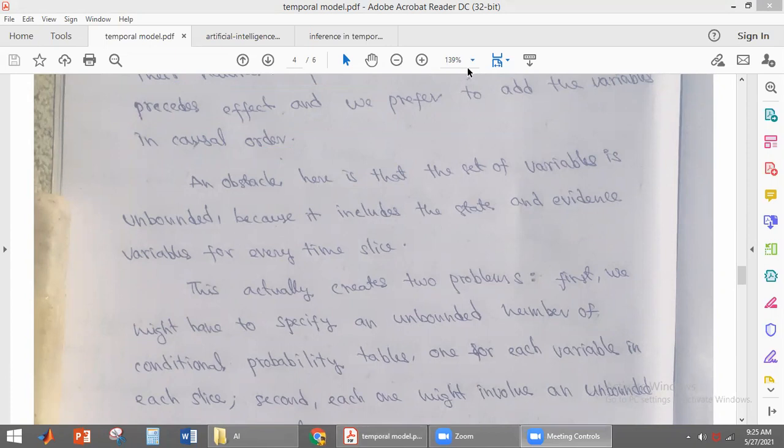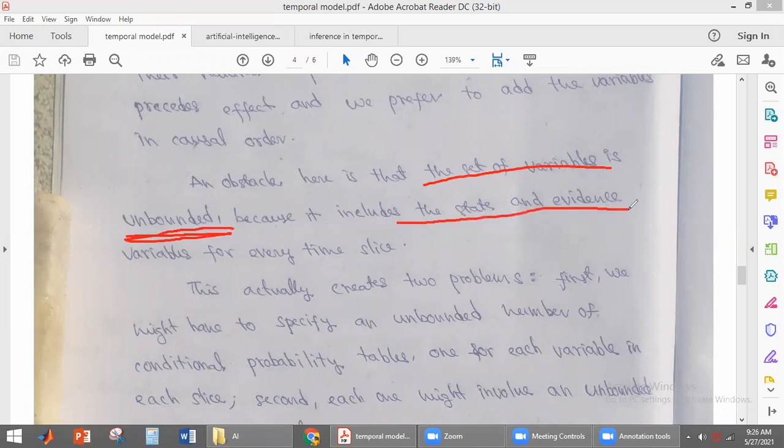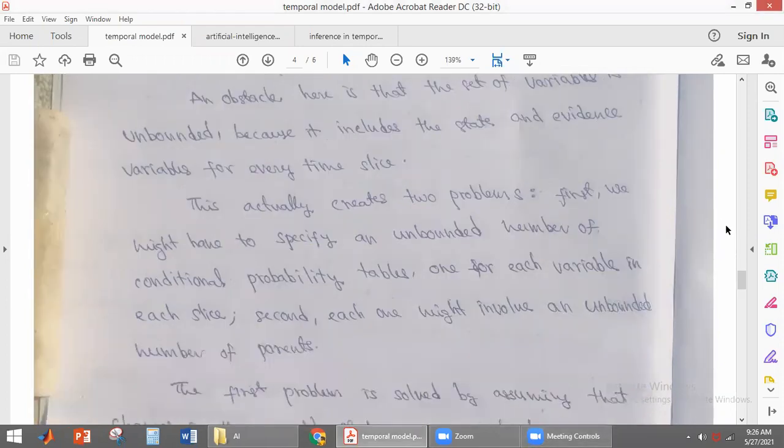Here, the problem is that we have discussed that the environment is changing every time. We will be having an infinite number of variables. The set of variables we are taking here is infinite, unbounded, because every time we are measuring the state variables and evidence variables for every instant of time. That is why we will be having an infinite number of variables here. That is the disadvantage of this.